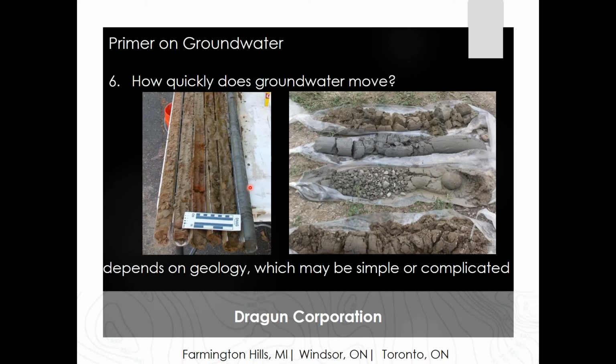So how quickly does groundwater move? Well, on the picture on the left, we've got sand on the left of that and clay soil on the right. These are cores that we've taken. Groundwater flows a lot quicker in the sand than it will in the clay soil, many thousands of times quicker potentially. On the right, we see cores taken from a different type of drilling technique, and we can see some gravel, some sand, and clay soils. All these soils will transmit groundwater at different rates, and we have to understand how quickly groundwater can flow within a given geologic environment.